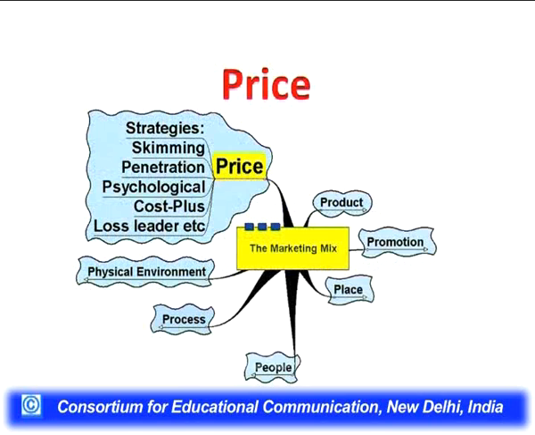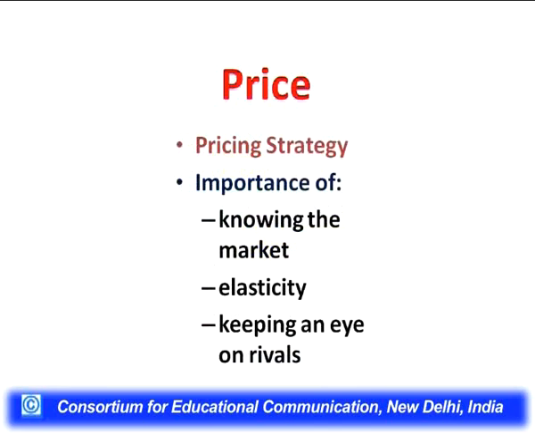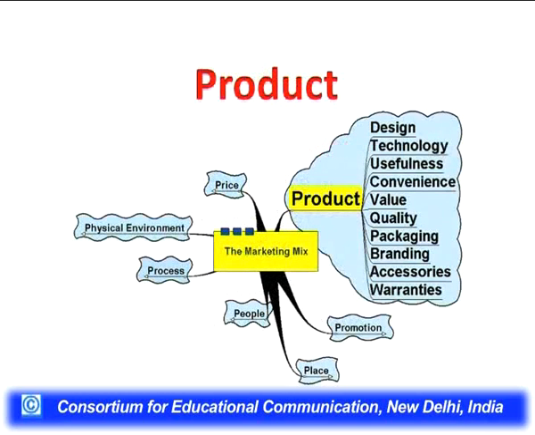Price. Under price, strategies are available like skimming, penetration, psychological, cost plus, and the loss leader, etc. Out of these, we have to select the pricing policy, and this is part of the marketing mix. Pricing strategy: the importance of knowing the market and elasticity, keeping an eye on rivals. So we have to know the market, elasticity, and keep an eye on rivals to decide.